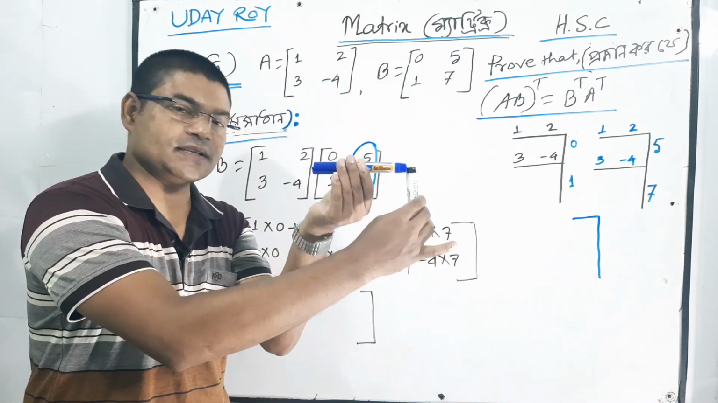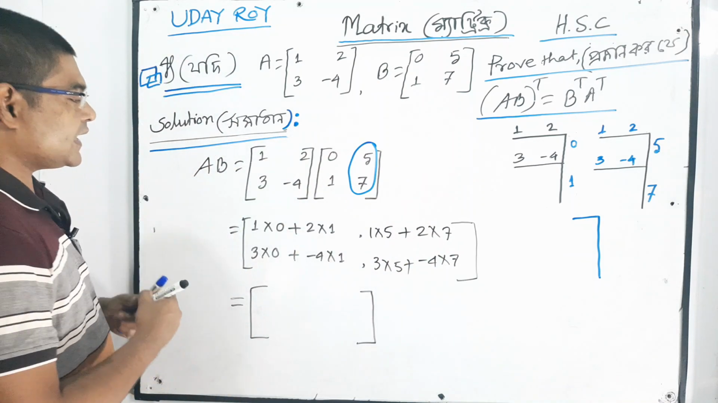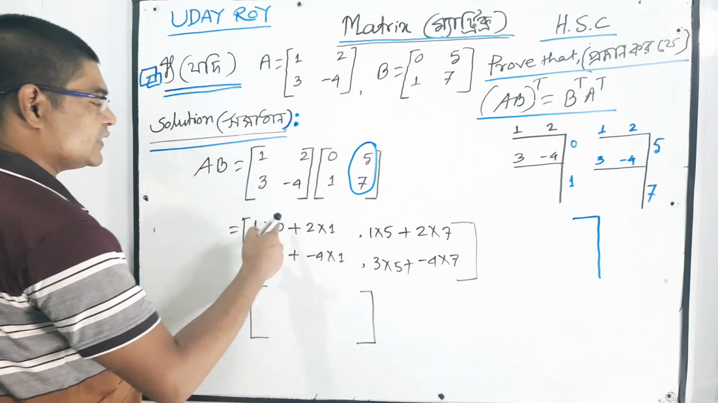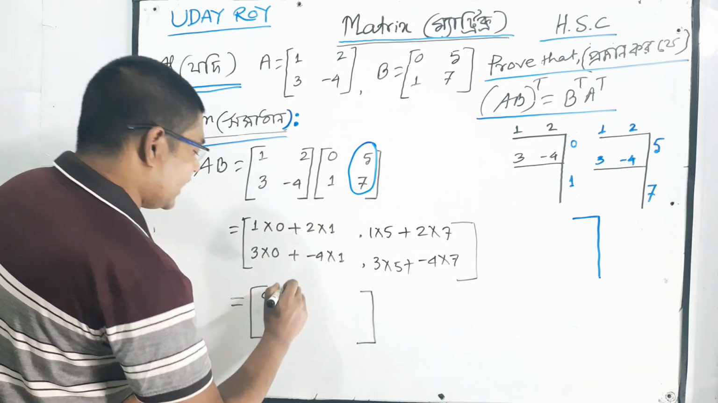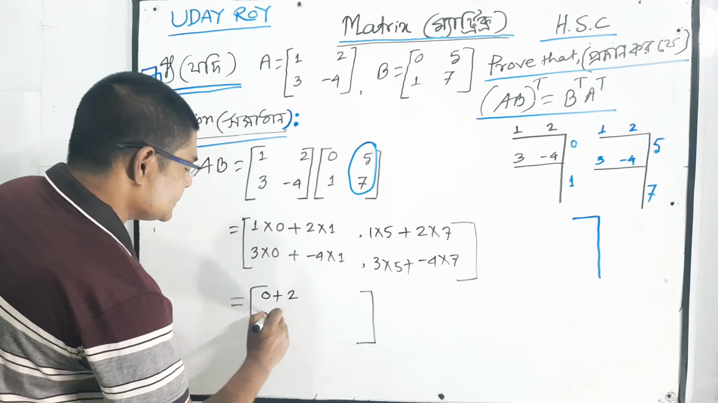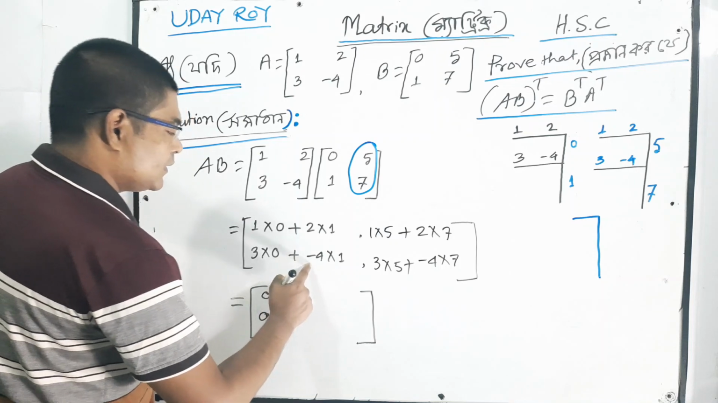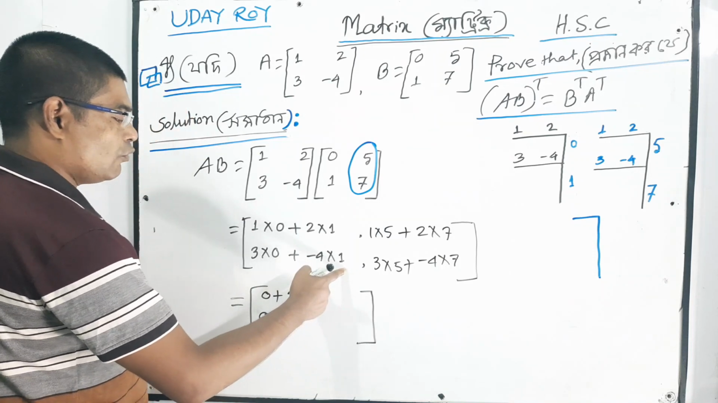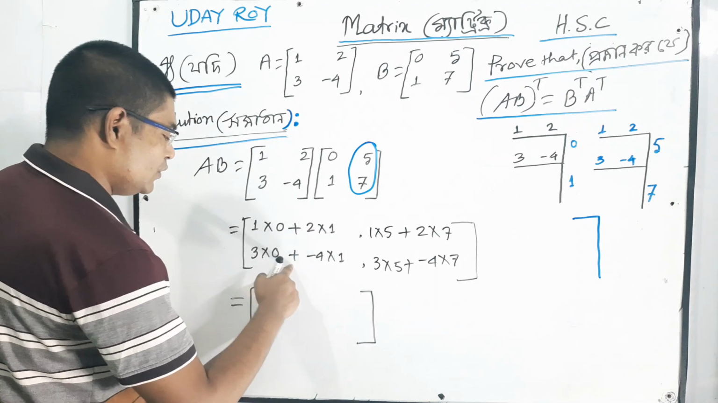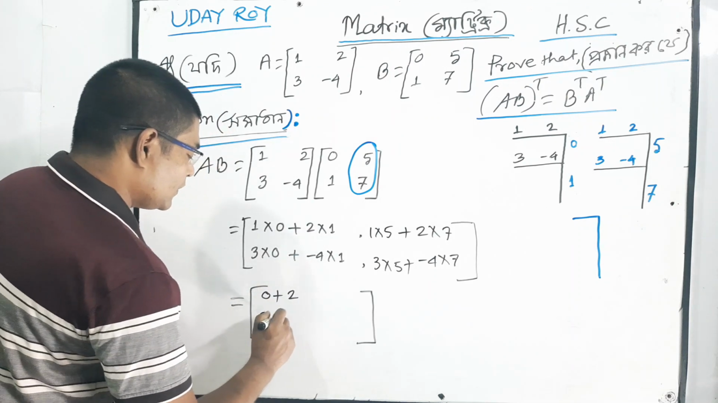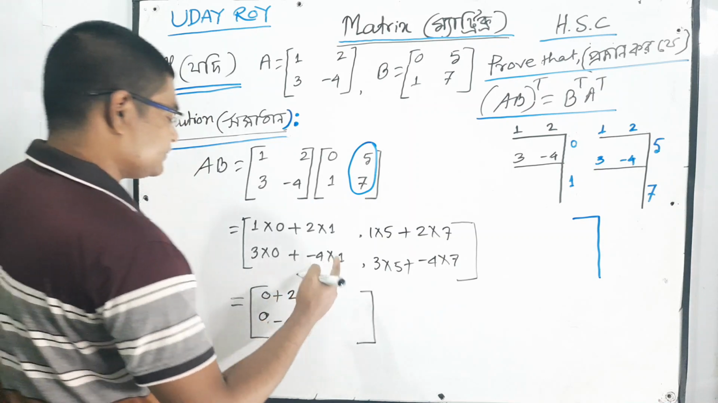This is row and this is column. So here 1 into 0, that means we will get 2 into 1, 2. Here 0 plus minus 4 into 1. So minus into plus, we will get minus 4.